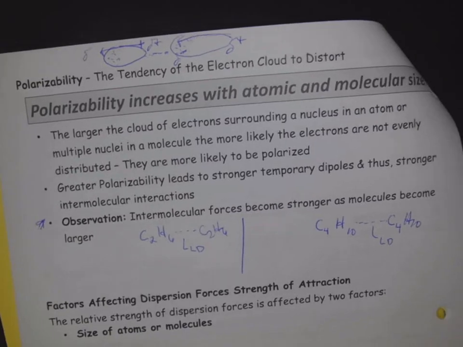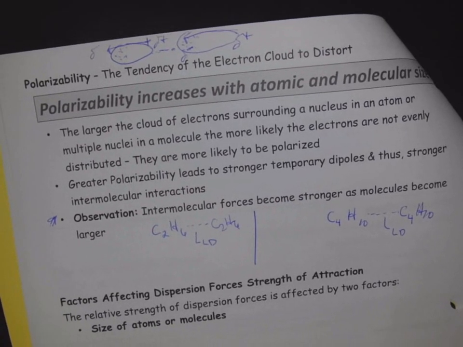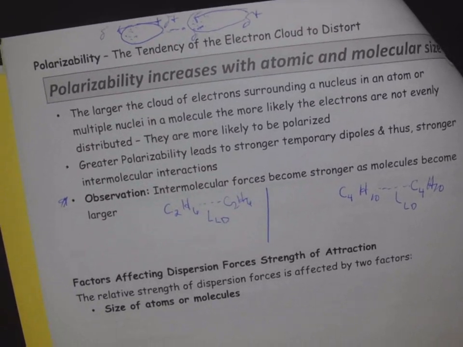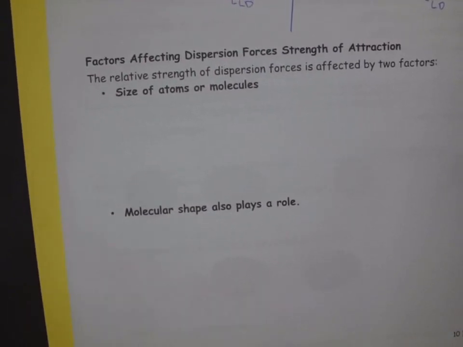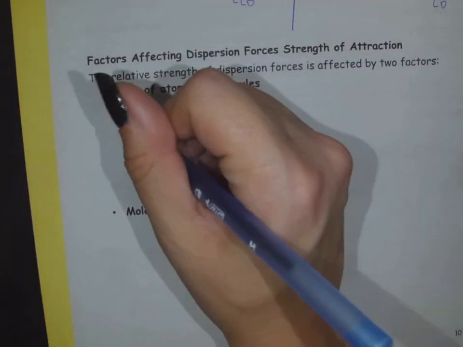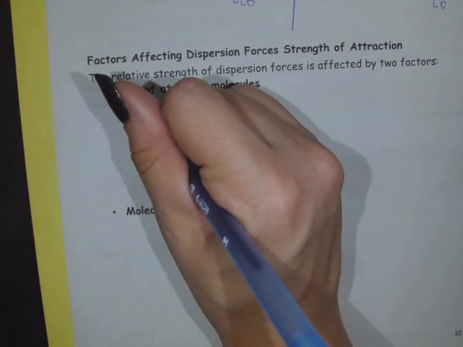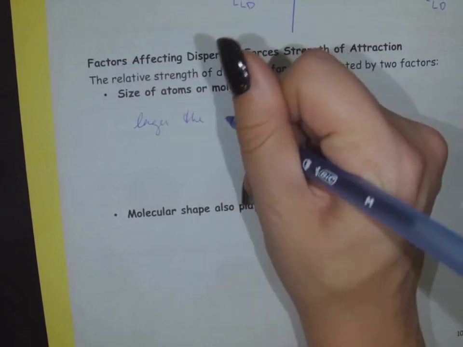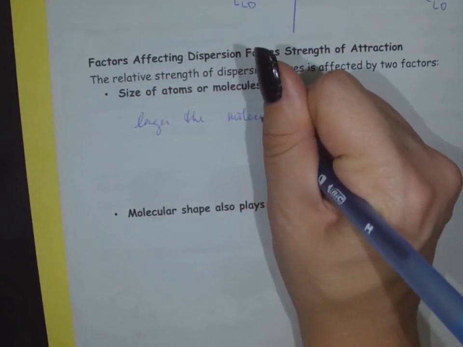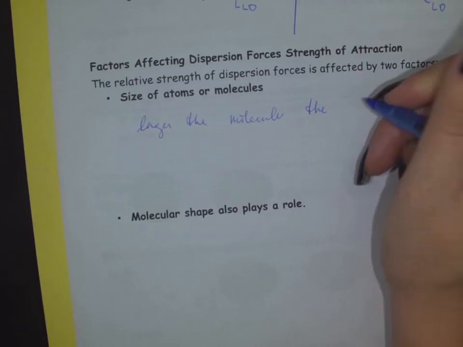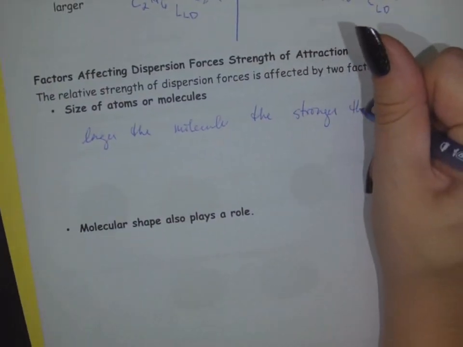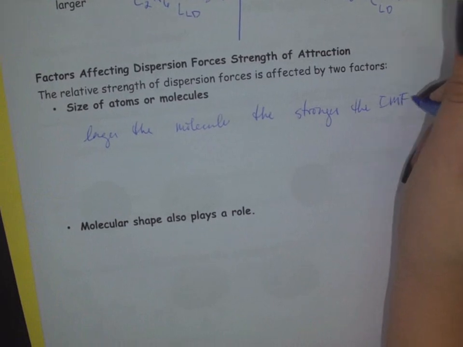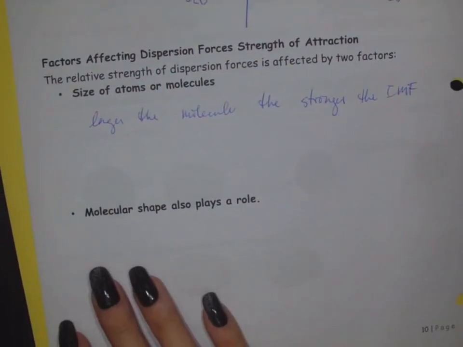Okay, so relative strength of dispersion force is affected by 2 factors. The first one is size, the other one is the shape of the molecule. So we just said that the larger the molecule, the stronger the IMF.